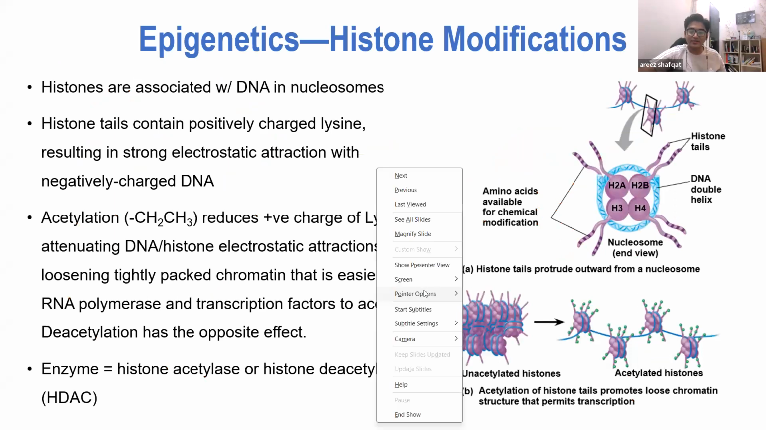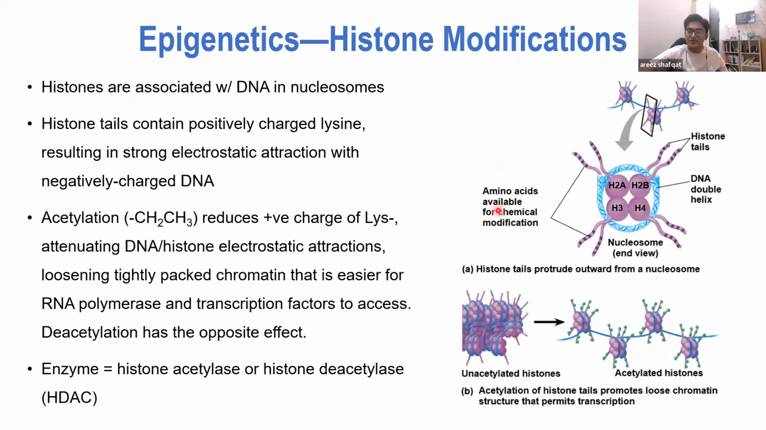So let's go back and read what I said here. Histone tails protrude outwards to form a nucleosome. These are the unacetylated histones. The blue is DNA, the purple are histones. You see how tightly they're wrapped around?